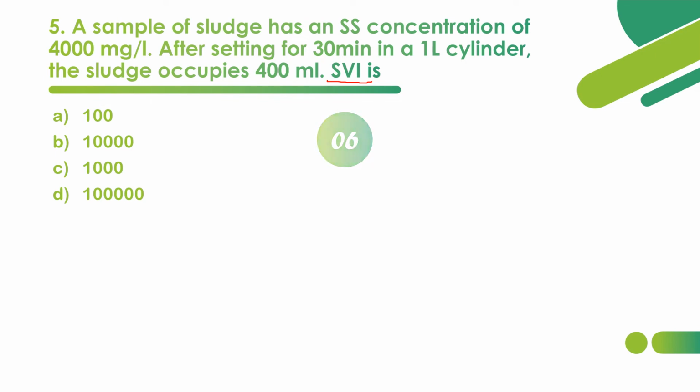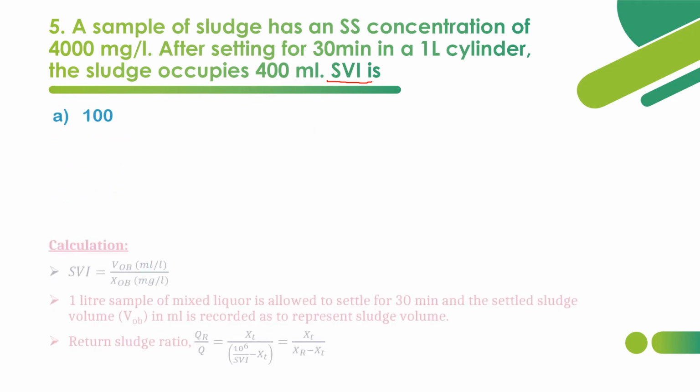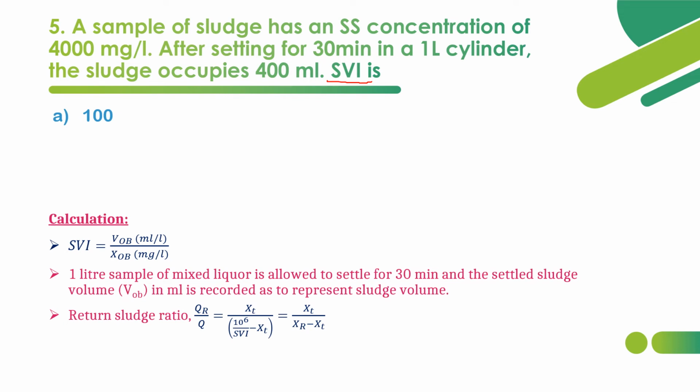So here units have to be substituted in a proper way so that we will get the answer as a numerical value. Milliliter per gram actually. So SVI is given by V observed divided by X observed. So in milliliters per liter divided by milligram. So here we have to substitute like this: 1000 into 400 divided by 4000, which will fetch the answer as 100.